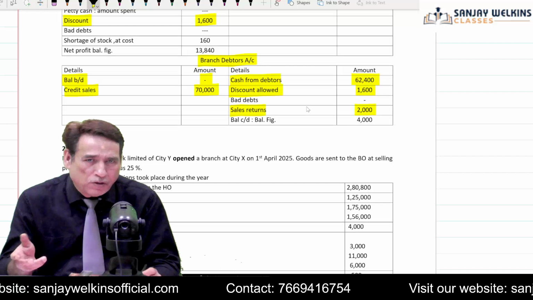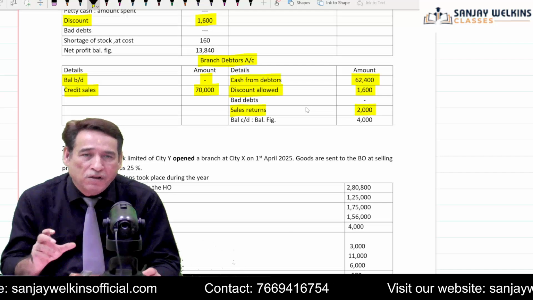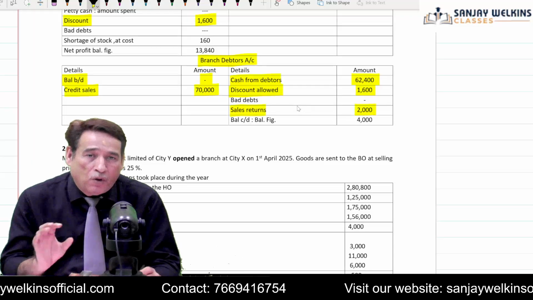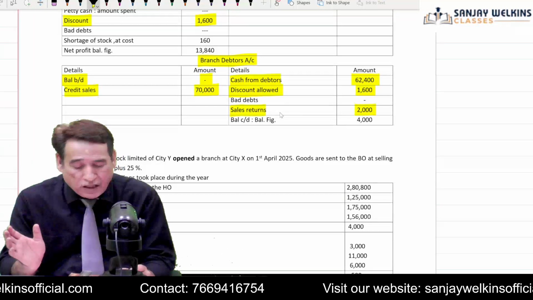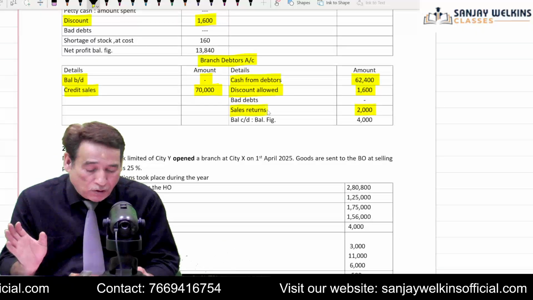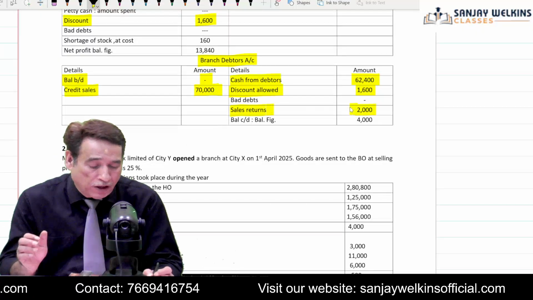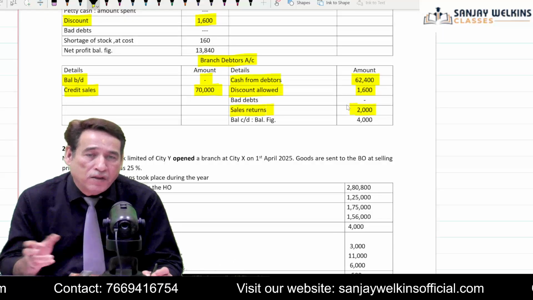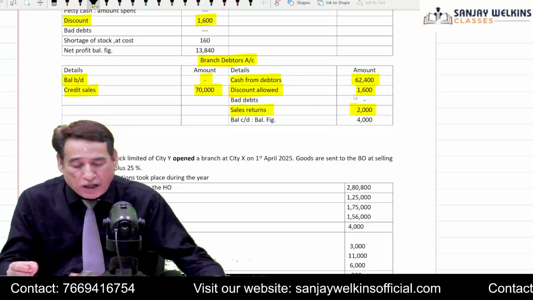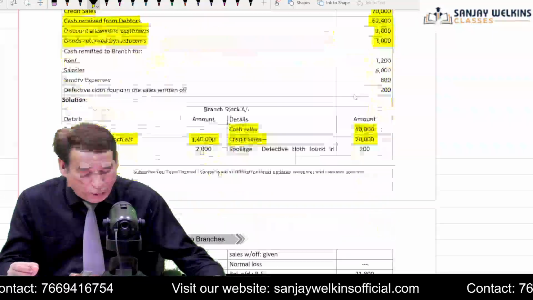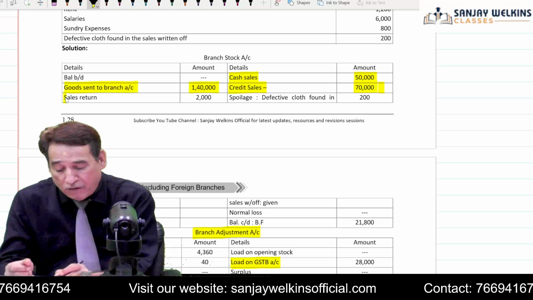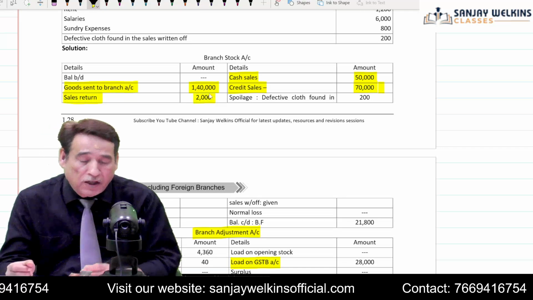I have already told you sales return means goods returned by such customers to whom the goods have been sold on credit. Sales return is always written on the opposite side of the credit sales, because we write credit sales here. So quite obviously we need to write sales return over here. No question of loading because it is a transaction between branch and debtors. But in this method, because we write credit sales here also in the branch stock account, that is why sales return will also find place on the opposite side, correct?